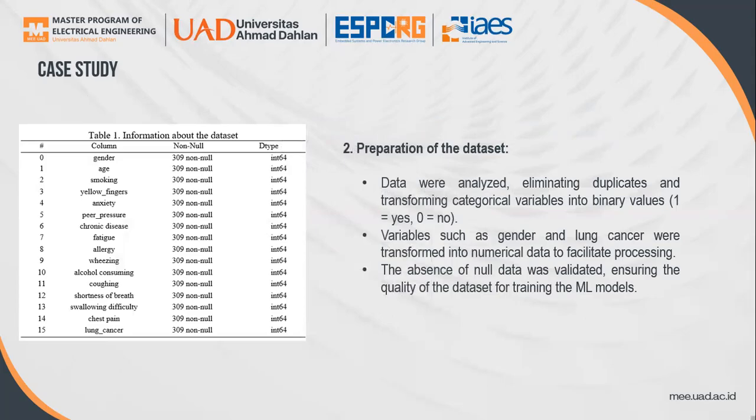2. Preparation of the dataset. Data were analyzed, duplicates eliminated, and categorical variables transformed into binary values: 1 equals yes, 0 equals no. Variables such as gender and lung cancer were transformed into numerical data to facilitate processing. The absence of null data was validated, ensuring the quality of the dataset for training the machine learning models.